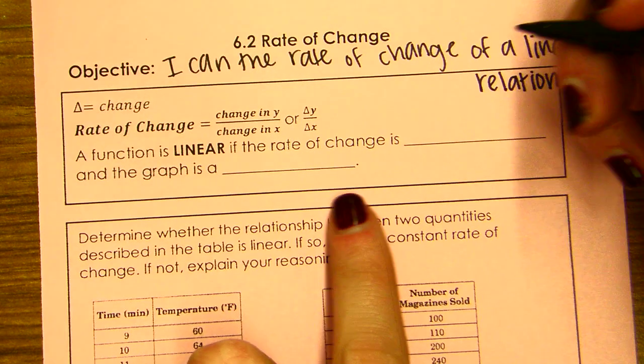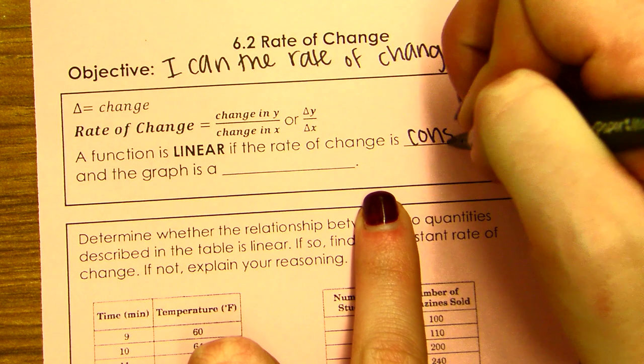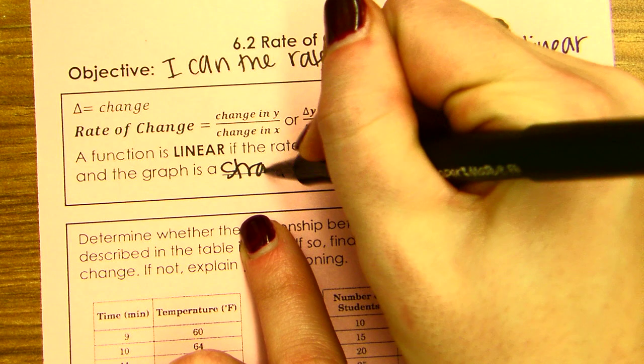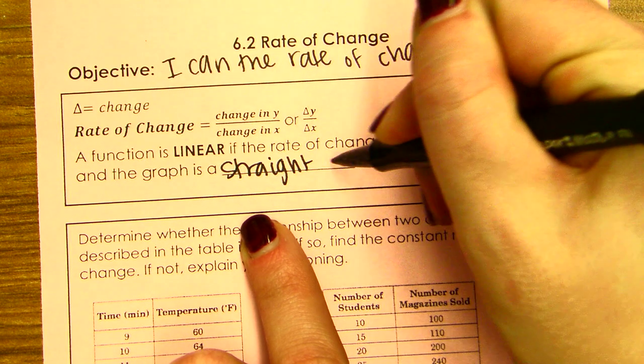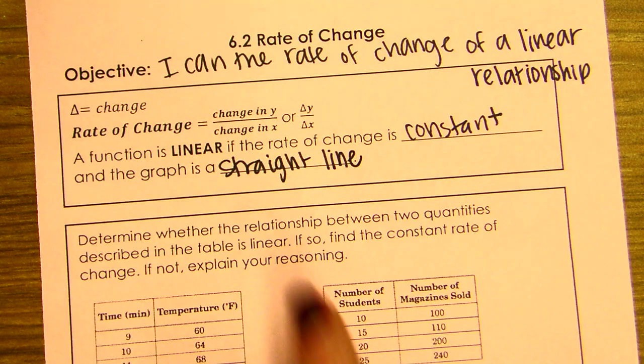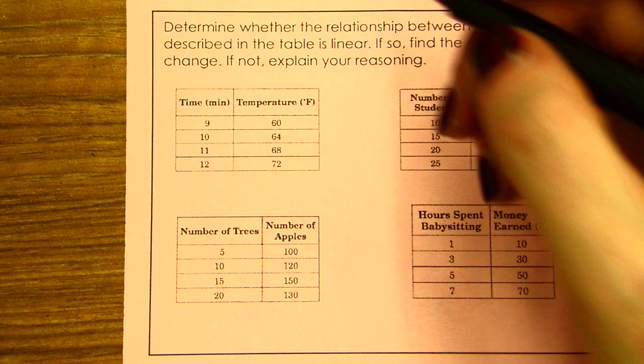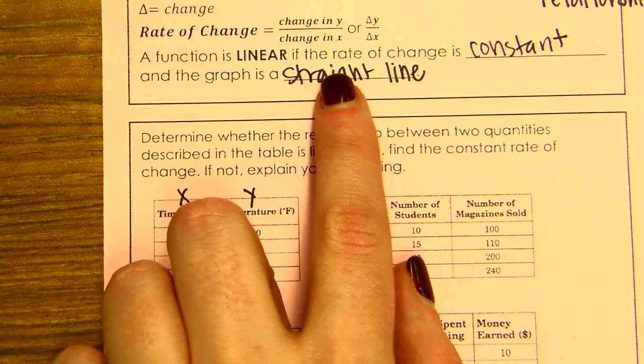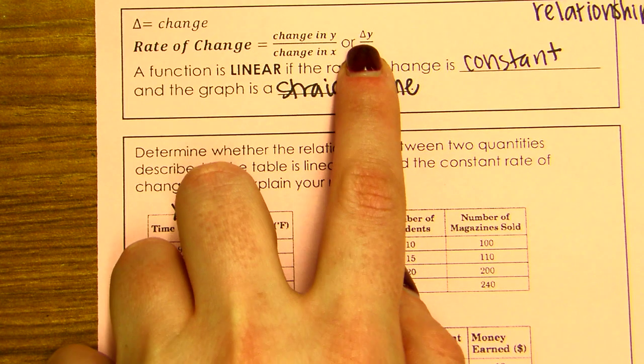And a function is linear if the rate of change is constant and the graph is a straight line. So we'll do a couple of examples to look at what that looks like. If this is our x value and this is our y value, we want to find the change in y, there it is, and divide it by the change in x.